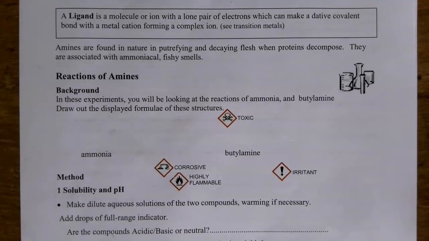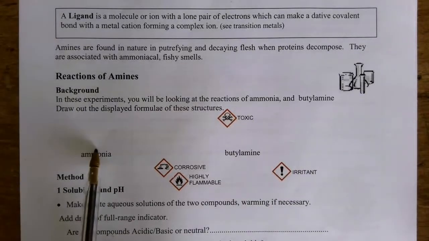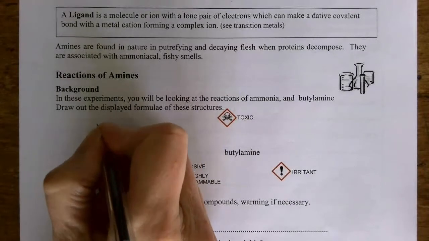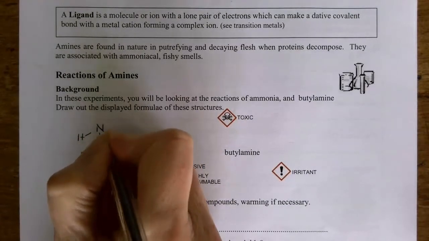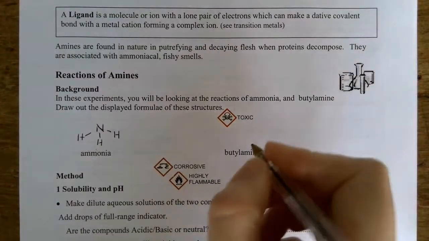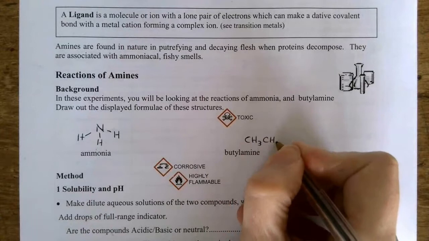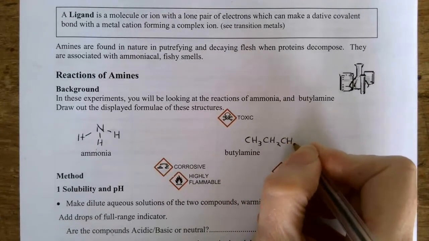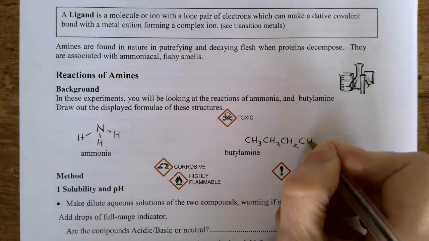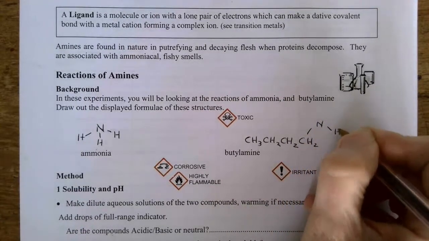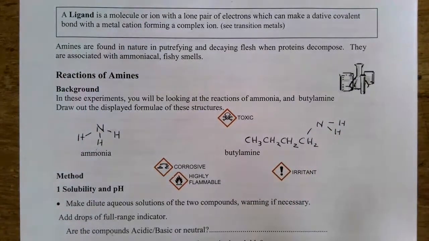Reactions of the amine. So we've looked at the practical now, and now we're going to talk through the theory behind it. So the reactions we were looking at was of ammonia and butylamine. So ammonia has the formula NH3, and butylamine, basically we've just replaced one of the hydrogens with the 4 carbons to make the butyl group. We've still got our nitrogen with our 2 hydrogens on it.